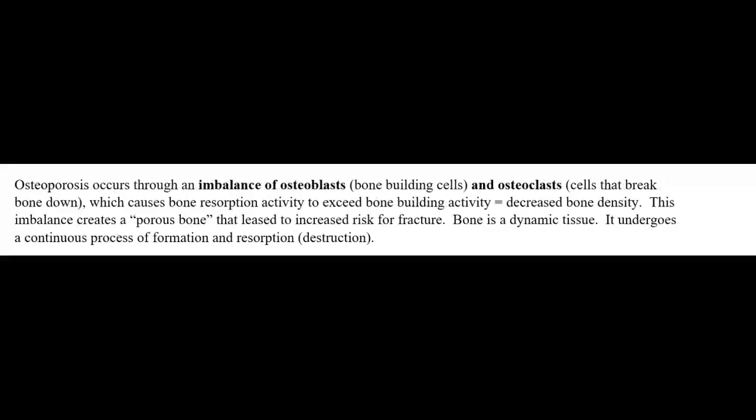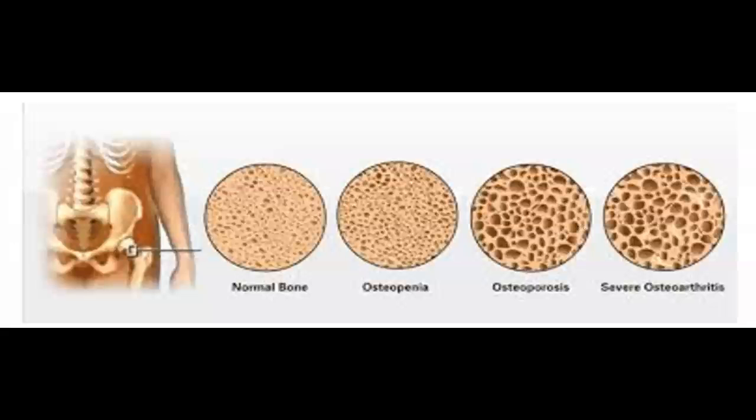Osteoporosis occurs through an imbalance of osteoblasts, bone-building cells, and osteoclasts, cells that break bone down, which causes bone resorption activity to exceed bone-building activity, which leads to decreased bone density. This imbalance creates a porous bone that leads to increased fracture. Bone is a dynamic tissue. It undergoes a continuous process of formation and resorption or destruction. And here you can see a visual of what the bone looks like as it progresses from normal bone density to decreased bone density and severe osteoarthritis.